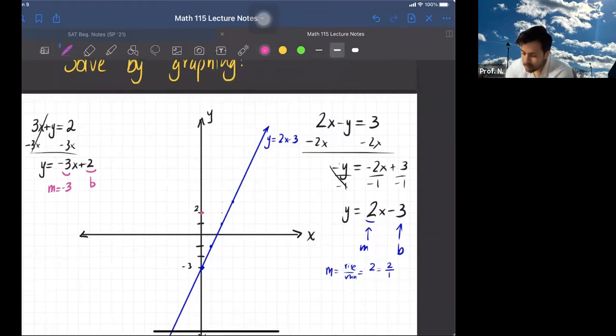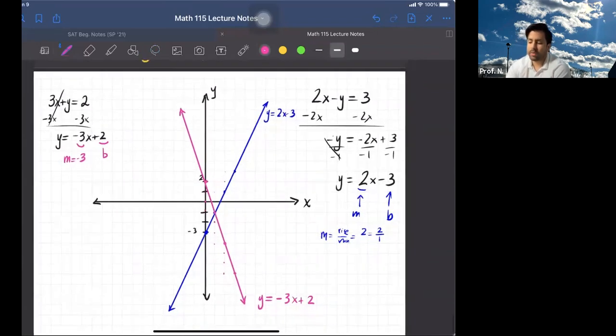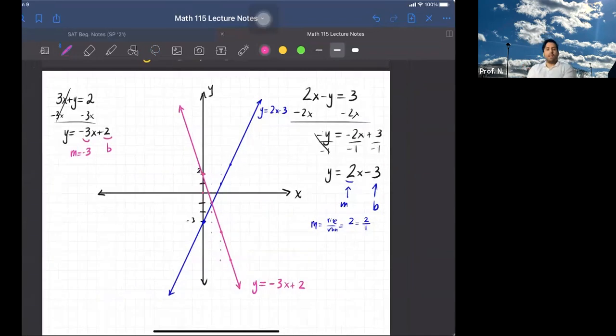So I go 1, 2, 3 down, over 1. And I continue doing this, so on and so forth. And then, let's see if I can get this line through these points. And then boom, I got y equals -3x plus 2. So look what I just did. I graphed both of the lines.